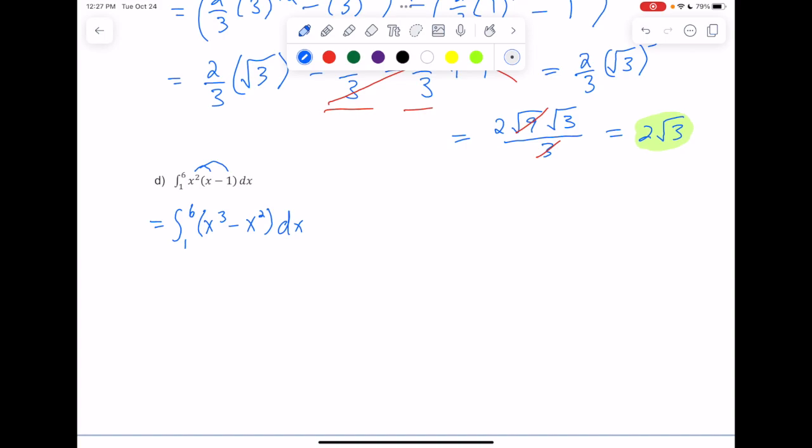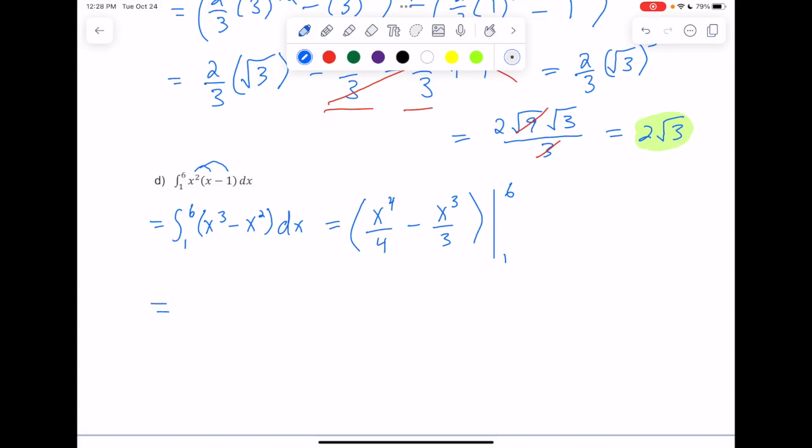So just distributing to get rid of the product. Now we have just powers, so we can use the power rule. This is x to the 4 over 4 minus x to the third over 3, and then all of that is evaluated from 1 to 6. So we just need to plug in the 6, subtract what we get when we plug in the 1.